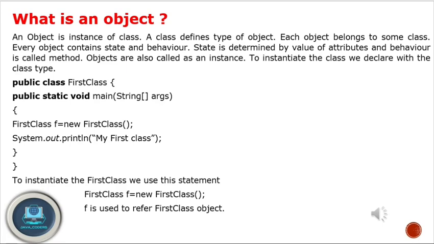To instantiate the class, we declare it with the class type. Public class FirstClass, public static void main String args, FirstClass f = new FirstClass(); System.out.println my first class. To instantiate FirstClass, we use this statement: FirstClass f = new FirstClass(). f is used to refer to the FirstClass object.